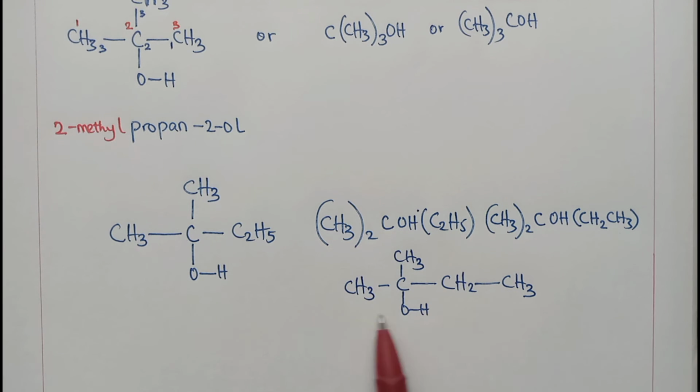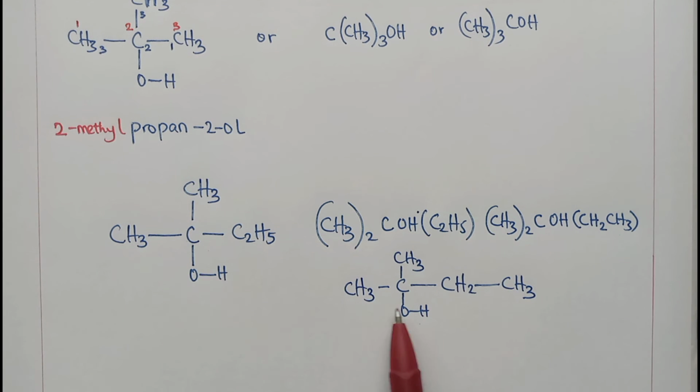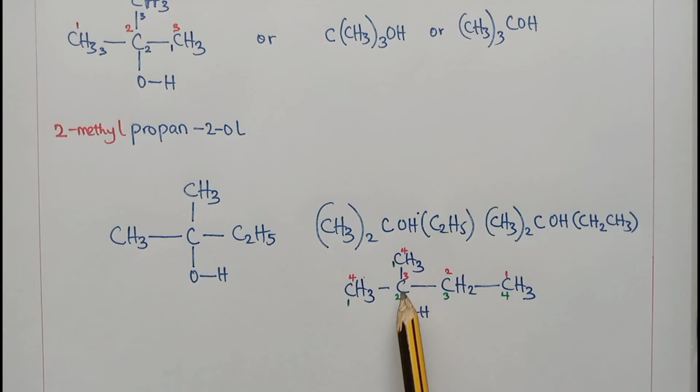That's why I need to bring it down to this point. This is the same thing as this. But this one will help us to be able to number the carbons. When we spread them perfectly, we can go from 1, 2, 3, 4. I hope you get this idea.